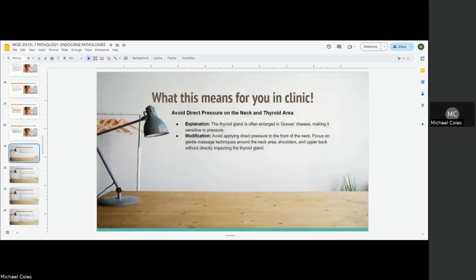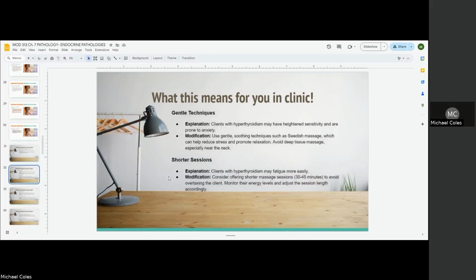So what does this mean for you in clinic? Again, avoiding pressure on the neck, being gentle around that area. You might have to do shorter sessions though, because if a person is very fatigued, they might not last a full hour, right? So you might have to do 30, 45 minutes. You have to kind of work with them and check in with them to see if they're able to be on the table that long.